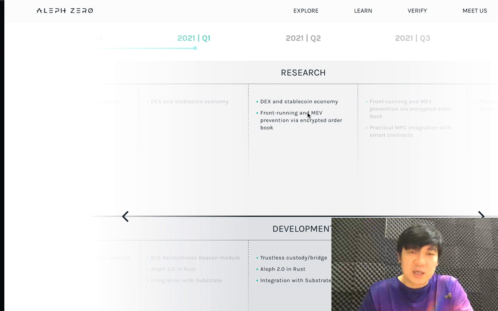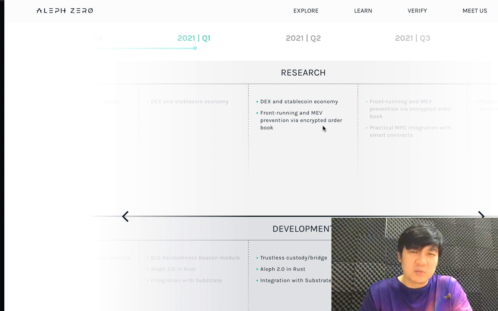And on the next quarter, they're going to continue research, and they're going to do a little bit more in-depth research on front running, which is kind of like a huge problem with Uniswap, except that they're going to use an encrypted order book. Okay, so this is something that I don't think other people have. So by hiding that information, obviously it's going to use their privacy smart contract, then you prevent front running, right? And that's really interesting.